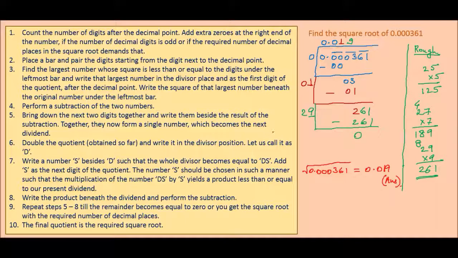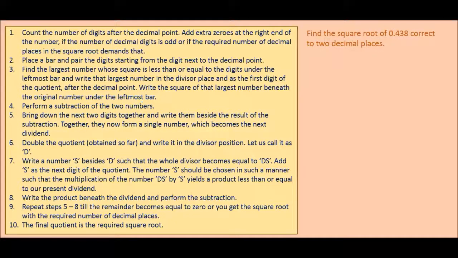So this is how we perform the long division for finding the square root of a decimal number. Let us take up another sum, where we will be dealing with a number which is not a perfect square. These are the same set of rules that we have seen before. The question is, find the square root of 0.438 correct to 2 decimal places. Since it is not a perfect square, we have to find the square root correct to 2 decimal places. So first of all, let us write the number.